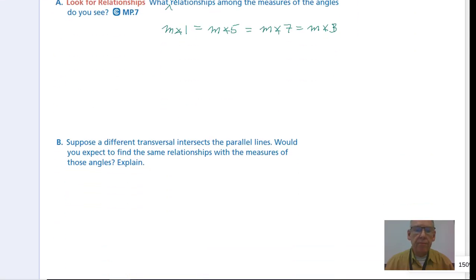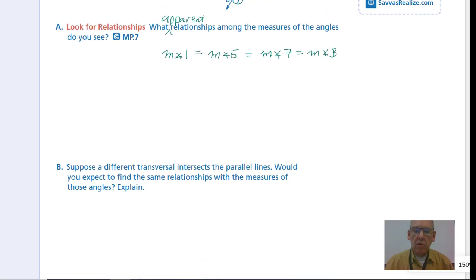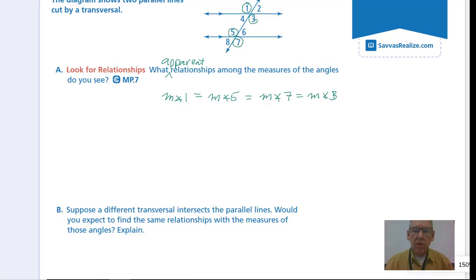Let's look at part B. Suppose a different transversal intersects the parallel lines. We'd expect to find the same relationships. So let's do parallel lines here, and let's do the transversal going this way now. So we've got 1, 2, 3, 4, 5, 6, 7, 8. I changed the angle of the transversal line a little bit, and these are the parallel lines.